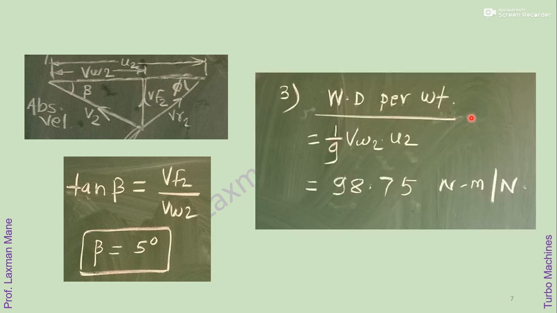Work done per unit weight formula is 1 by g Vw2 u2. The value of g is 9.81. So putting all the values over here, we get the answer in Newton meter per Newton.